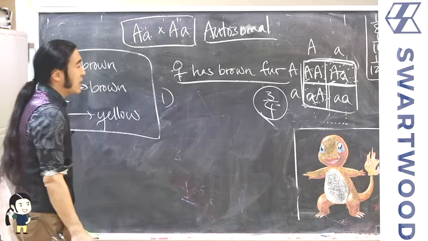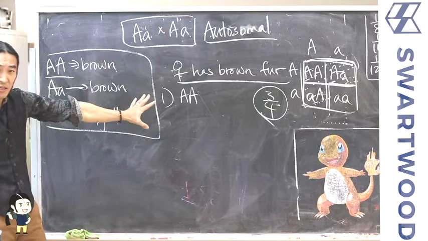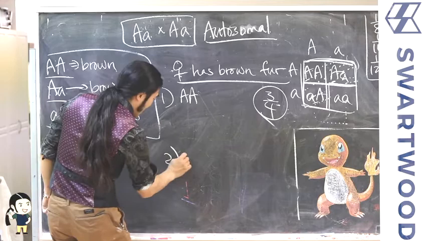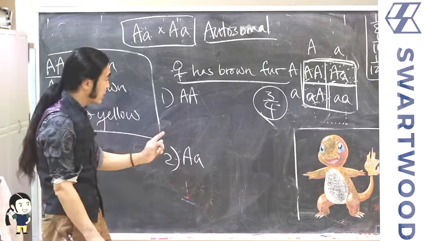Just for practice, to make it a little bit more complicated, though it won't get much more complicated, let's say I want the probability, there are two cases. You would be happy if you ended up with big A big A, because that would give you brown. But you would also be happy if you ended up with big A, little a, because that too would give you brown. So two different ways of getting what you want. In the end, we're going to add them up.